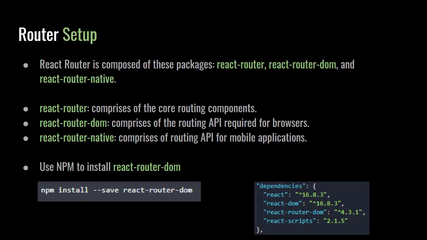So quickly, to set it up, of course, you're going to use npm install to grab it from the npm registry. It's comprised of three packages: React Router, React Router DOM, and React Router Native. Of course, Native is probably the one we're not going to be using because we're not dealing with mobile applications. React Router composes all the core routing components. React Router DOM comprises the routing API required for browsers. Native is for mobile applications. And when you install this, you can check your package.json and check the dependencies, and you'll see that they're all there.